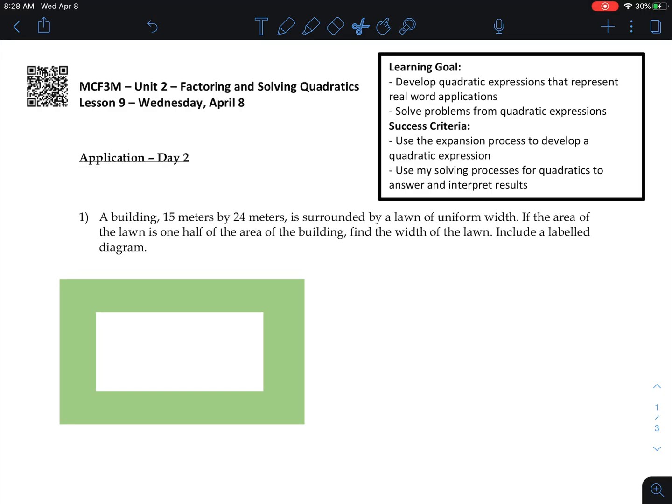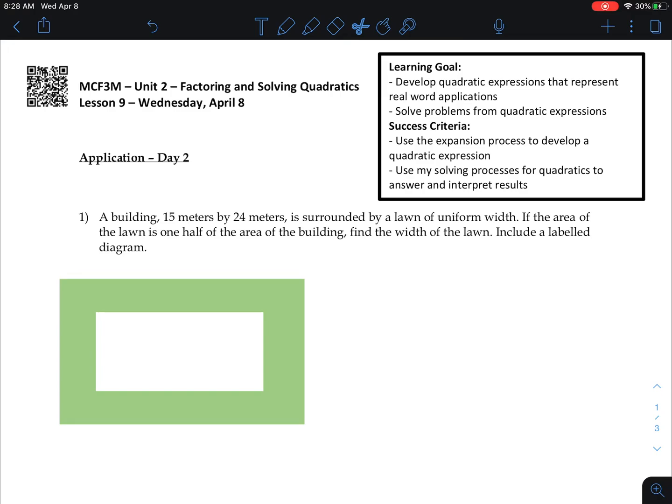A building 15 meters by 24 meters is surrounded by a lawn of uniform width. Okay, that'll be the green section, the lawn. If the area of the lawn is 1/2 of the area of the building, find the width of the lawn. Okay, so include a labeled diagram.